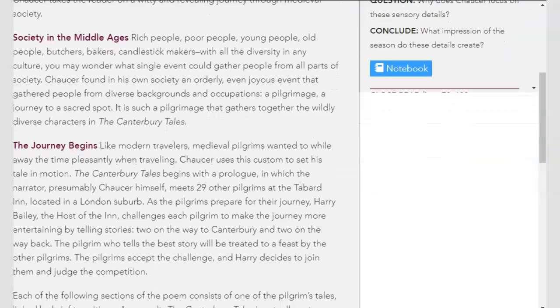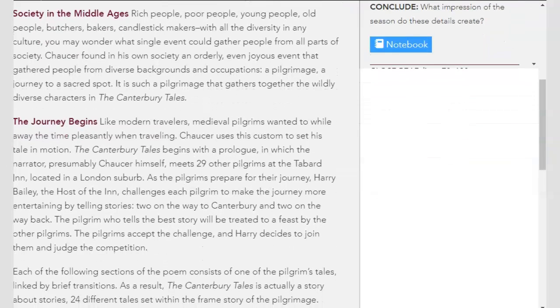Society in the Middle Ages. Rich people, poor people, young people, old people, butchers, bakers, candlestick makers. With all the diversity in any culture, you may wonder what single event could gather people from all parts of society. Chaucer found in his own society an orderly, even joyous event that gathered people from diverse backgrounds and occupations.